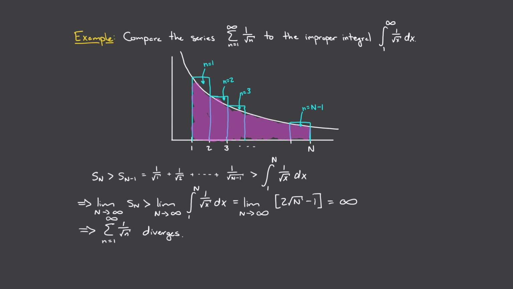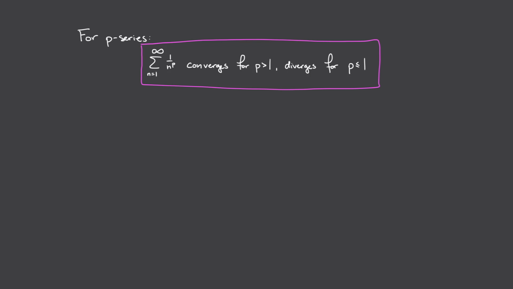It's not super important that you remember how these bounding arguments work. The point of all this is that we now have a very simple classification of which p-series converge and which p-series diverge. In particular, a p-series converges if p is greater than 1, since these are exactly the values of p for which the corresponding improper integral converges. And it diverges if p is less than or equal to 1, for exactly the same reason. And that's all there is to it.